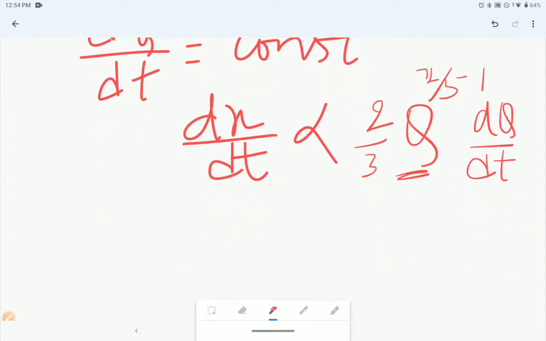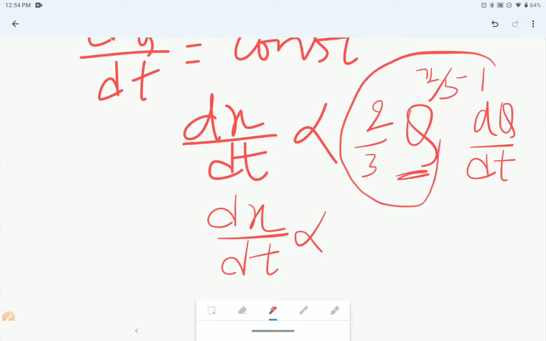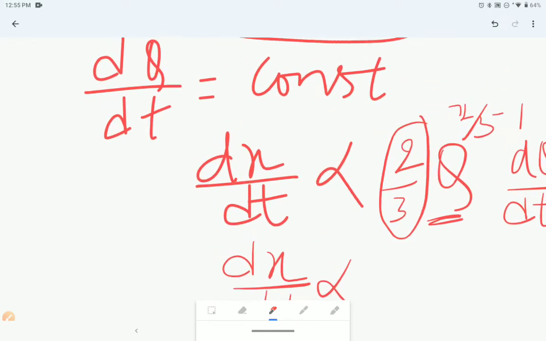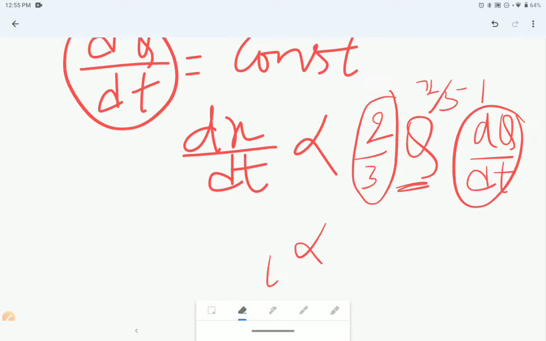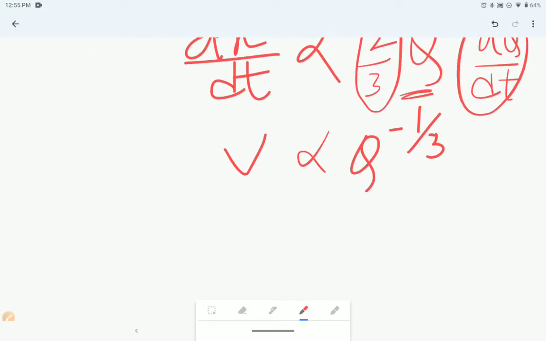That is calculus, which we study in first year. So dx upon dt is directly proportional to q power 2 by 3 minus 1, and dq by dt is constant since the rate is given as constant. Now dx upon dt, by definition of velocity, is v, right? So v is directly proportional to q power minus 1 by 3.